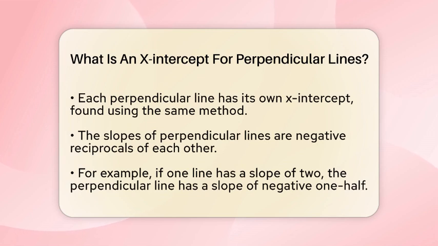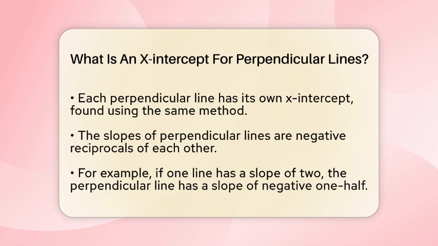Perpendicular lines have slopes that are negative reciprocals of each other. For example, if one line has a slope of 2, the line perpendicular to it will have a slope of -1/2. This relationship helps us write the equation of the perpendicular line if we know a point it passes through. Once we have that equation, finding the x-intercept is straightforward. Set y to 0, then solve for x.